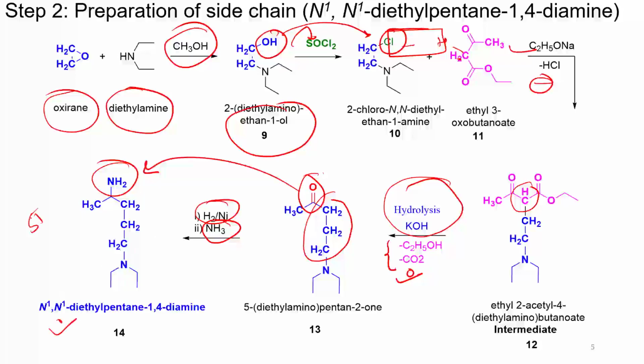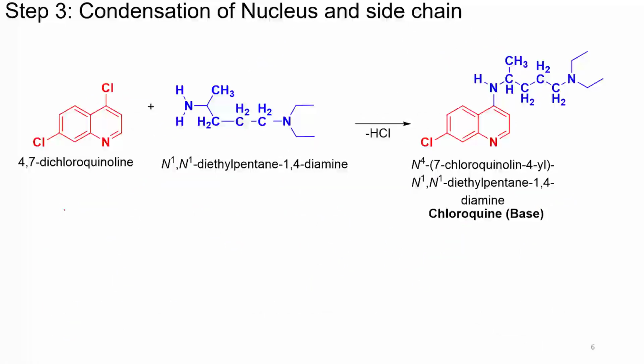So that is our side chain compound, and the previous one is our nucleus compound. When we take both together and use the condensation process, with removal of HCl we get the chloroquine compound. It is a very useful and active antimalarial agent, but that is the base form. We have to convert it into the form of a phosphate salt.